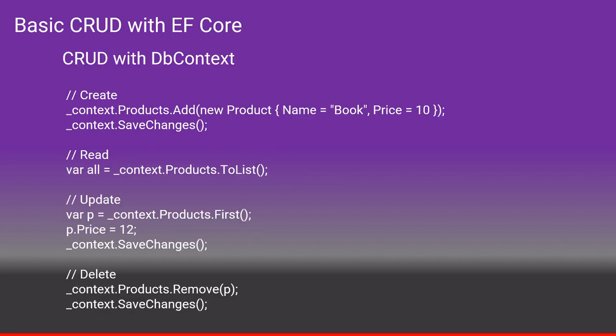Let us explore CRUD operations. Use Add and SaveChanges to insert. ToList fetches all records. Modify an entity and call SaveChanges to update. Use Remove to delete. EF Core tracks entity state internally so changes are batched and optimized.